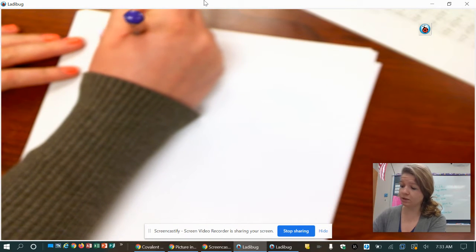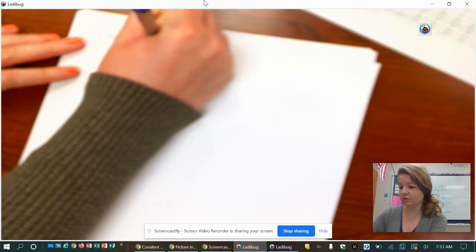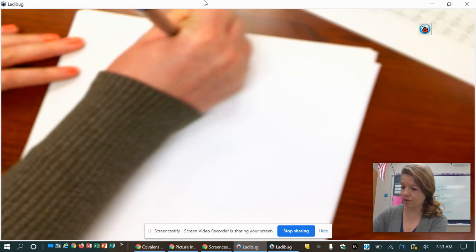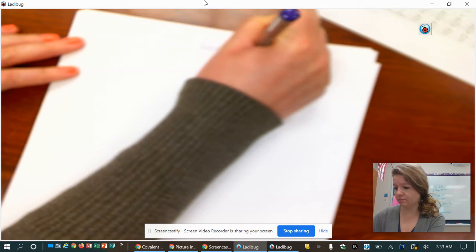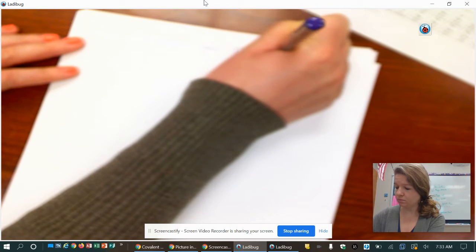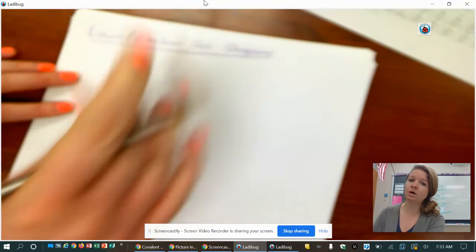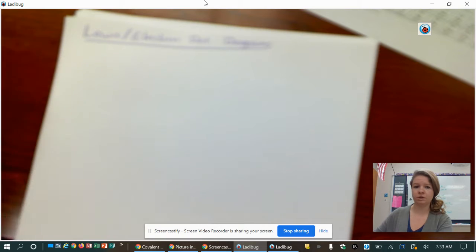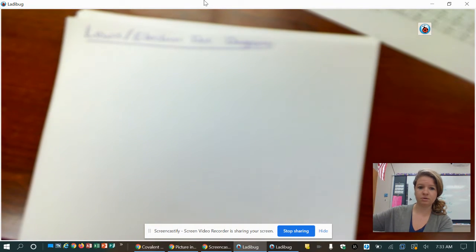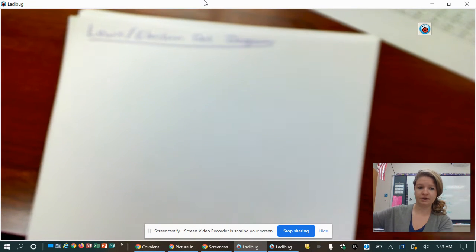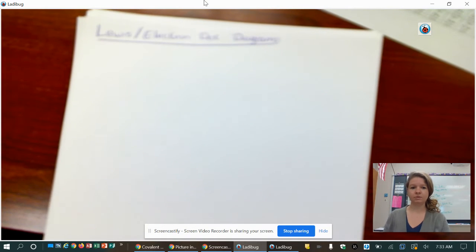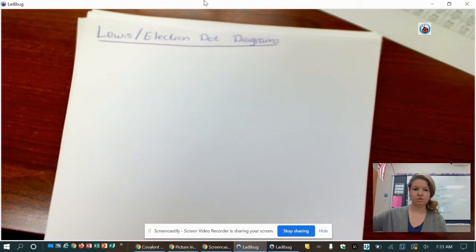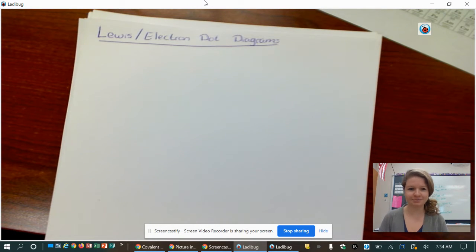When we worked on Lewis, or they're also called electron dot diagrams. Remember, we only are working, right? Oh, sorry guys, that is not focused at all. See if I can. There we go. Now what is going on? Okay, there we go. Jeez.